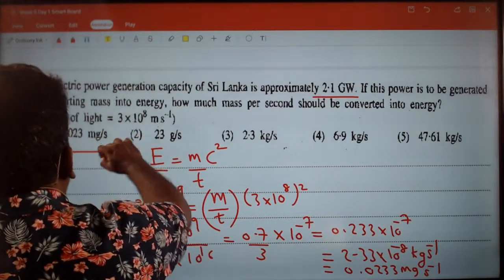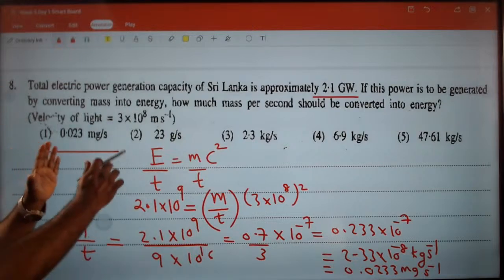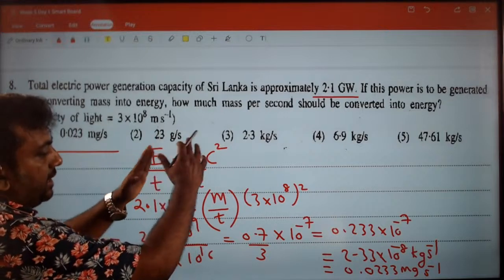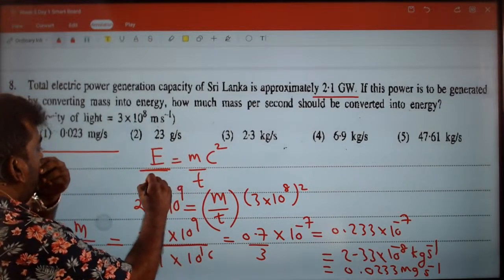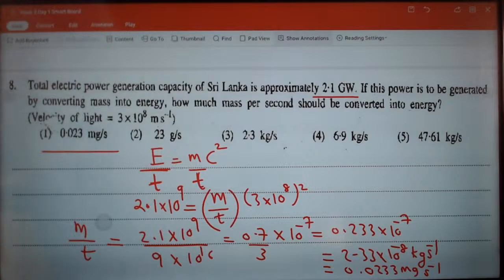There you go, answer number 1. So pretty simple connection. Energy conversion, E is equal to mc square. Mass is converted to energy. I divide both sides by time, converting this to power. Okay? Right.